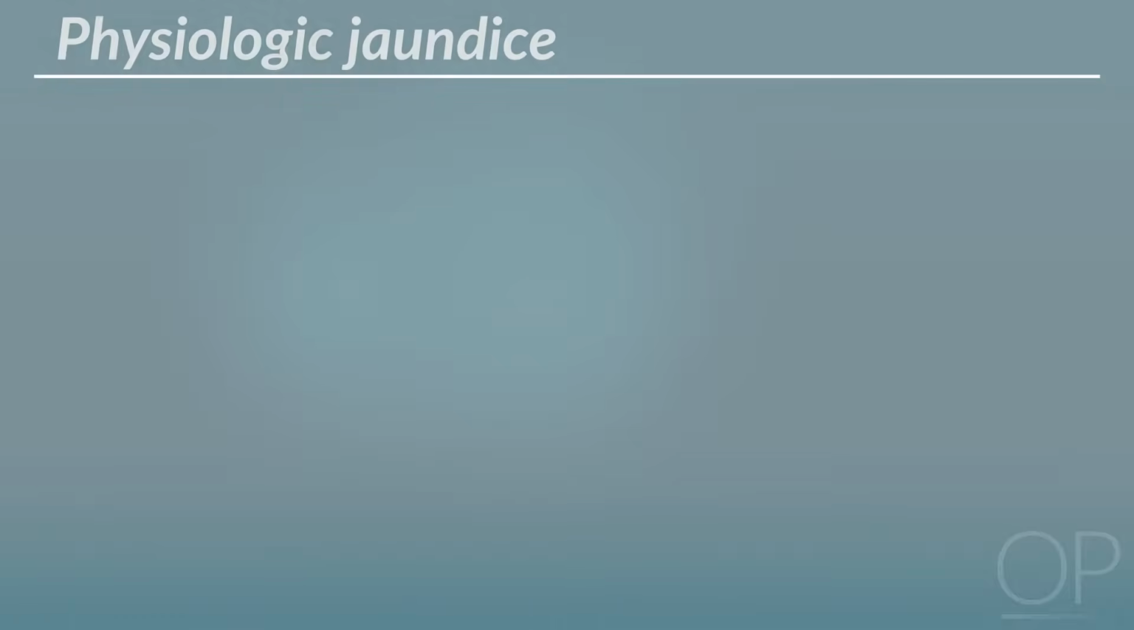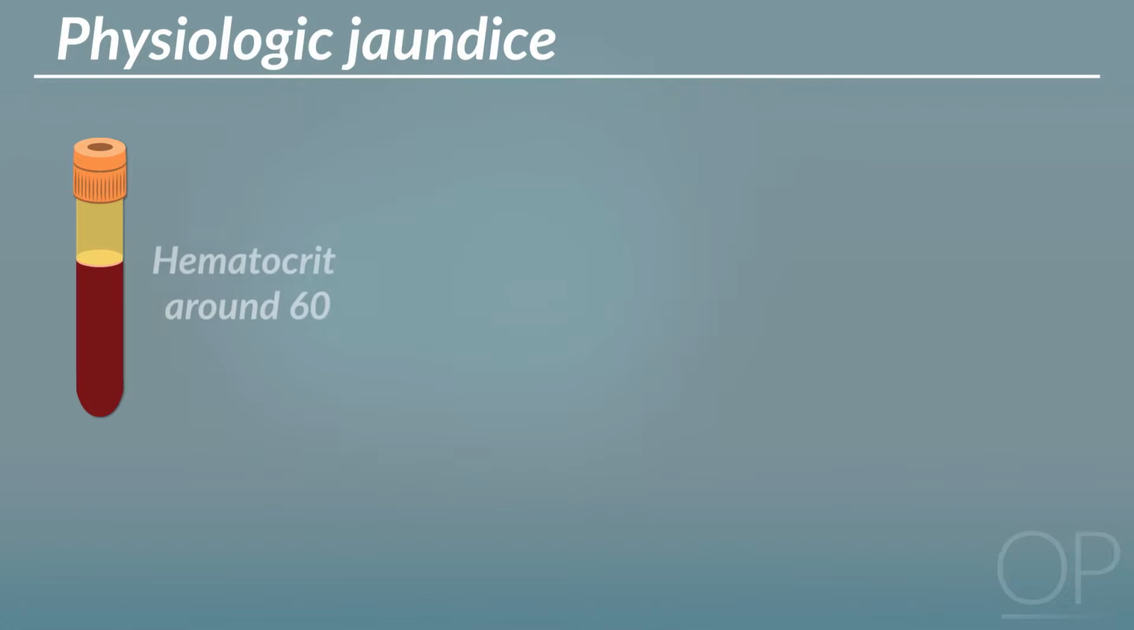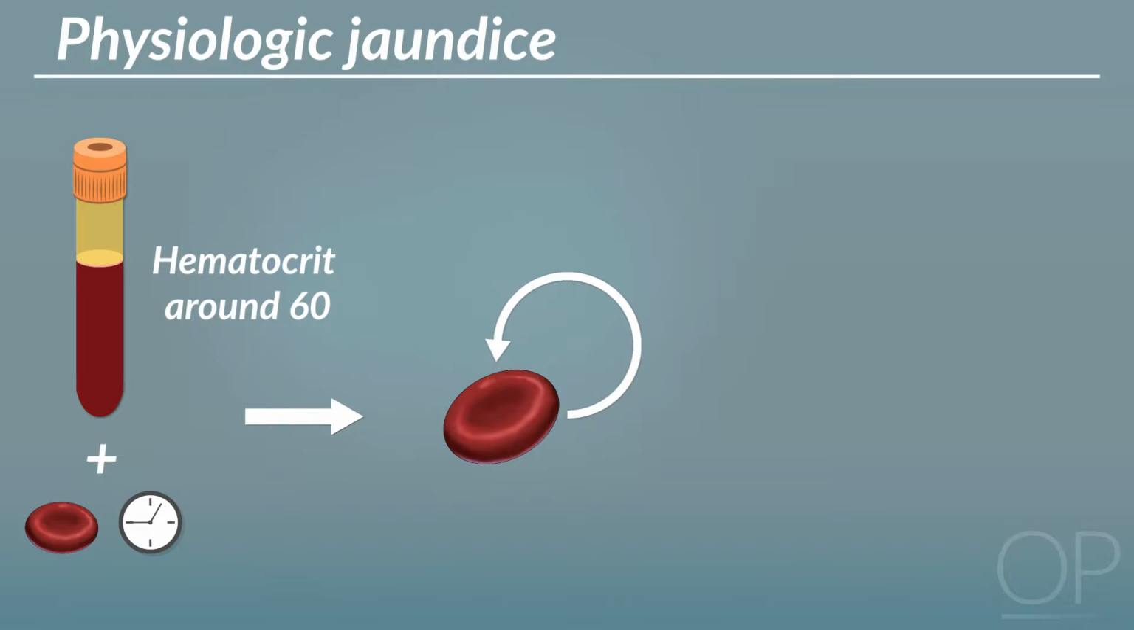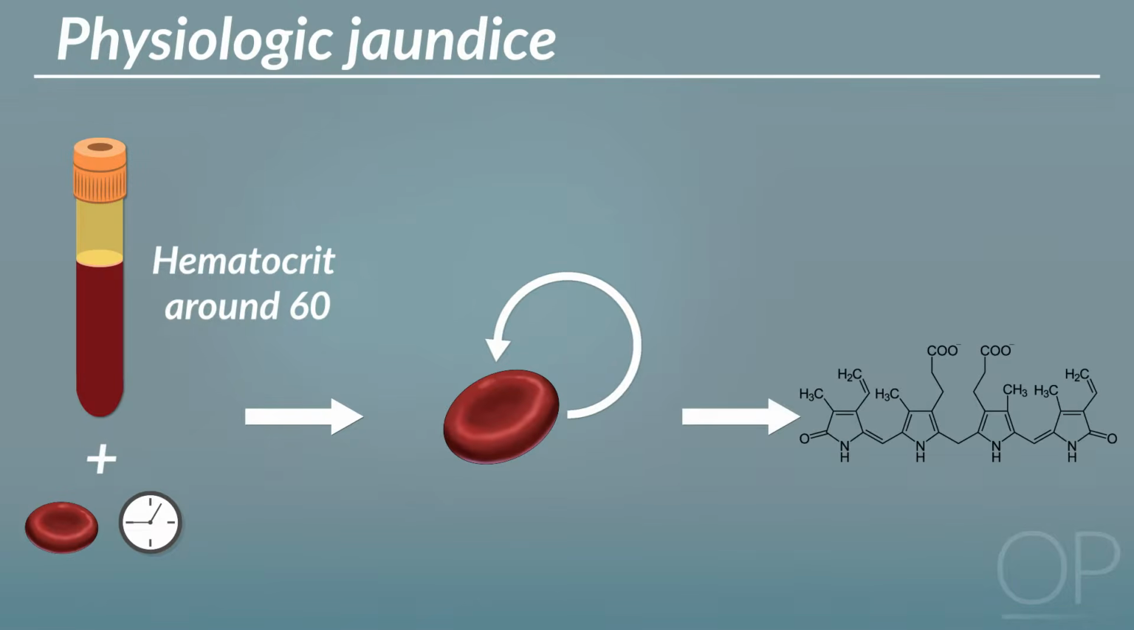Newborns are prone to what we call physiologic jaundice for a variety of reasons. First, they typically have high hematocrits, on average around 60, and fetal red blood cells with shorter lifespans, both of which increase their potential for red blood cell turnover, and thus unconjugated bilirubin production.